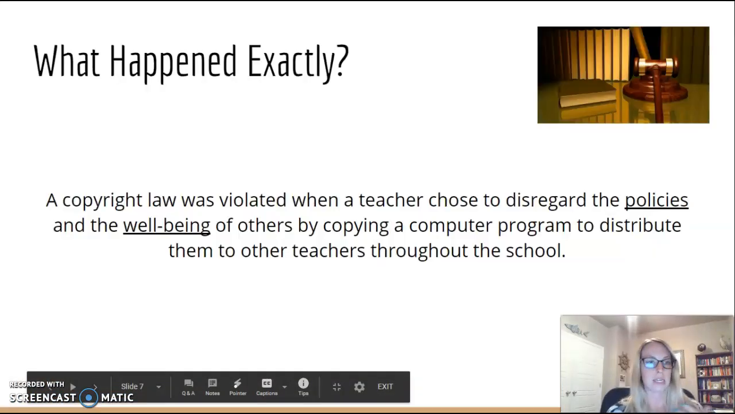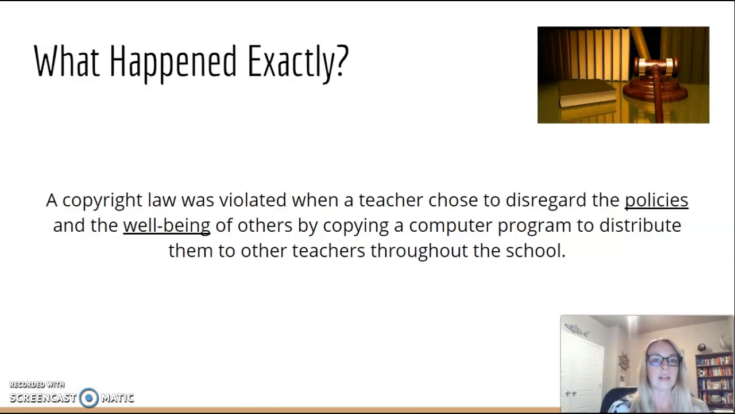So what happened exactly? A copyright law was violated when a teacher chose to disregard the policies and the well-being of others by copying a computer program to distribute to other teachers throughout the school.